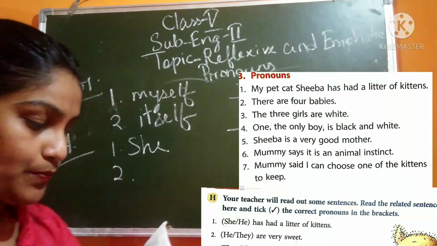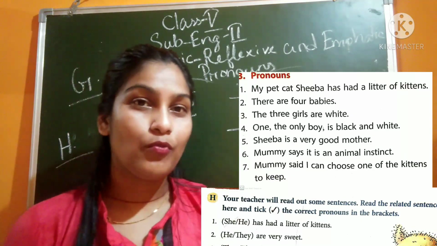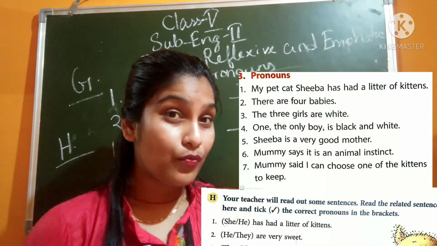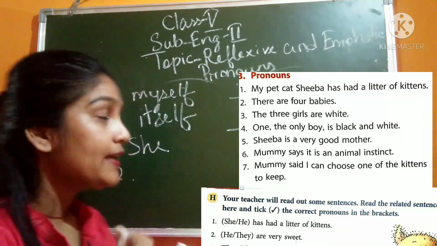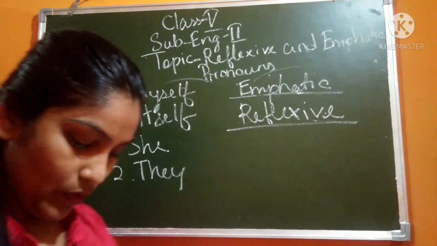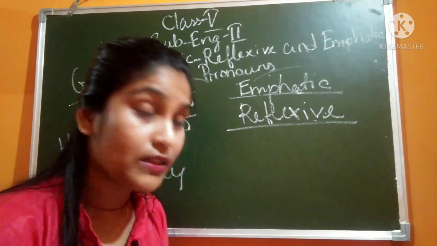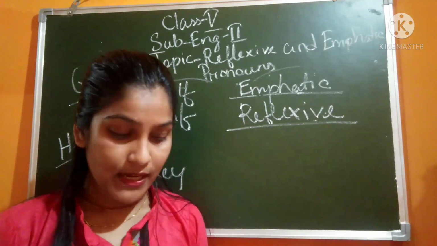Next, number 2: there are 4 babies. Babies, this is baby, then one. But for babies, which pronoun will we use, he or they? Plural, so obviously they. In the same way, you try the remaining ones. So this is the end of the chapter. I will give you the definition and also the table of personal pronouns. Okay, so you just complete it in your book.